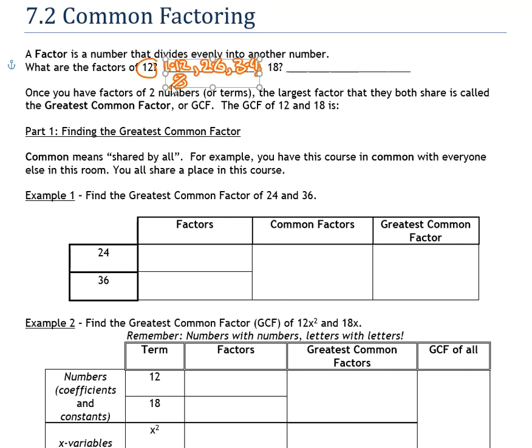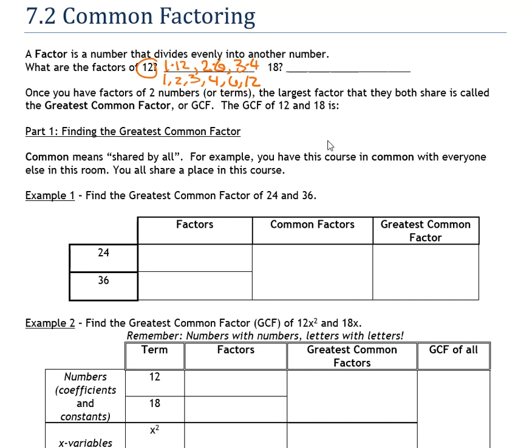So we can also list these numbers in order. I'll put that underneath. In order we have a 1, 2, a 3, a 4, a 6, and a 12. Those are all the factors of 12.